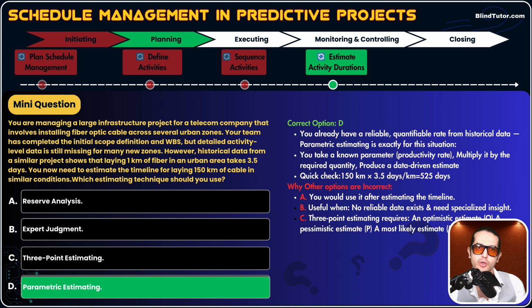Now let's continue our mini lessons with outputs of estimate activity durations. Let's get it done.